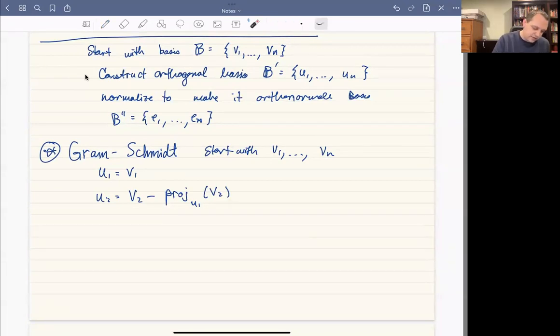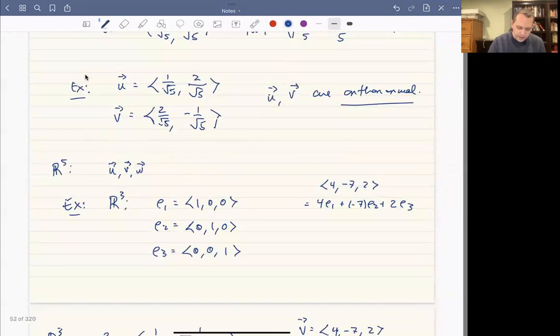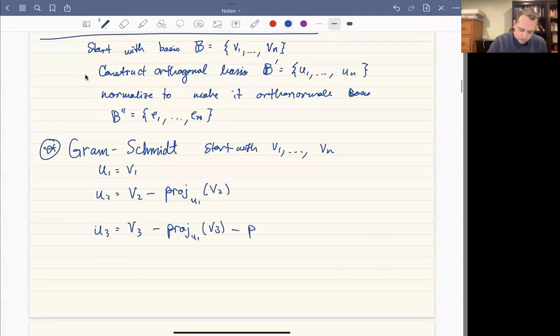I want to basically think of the u's as we go along here. And then we just do this over and over. And then u3 is going to be v3 minus the projection of v3 on u1, and then minus the projection of v3 on u2. And notice that u1 and v1 are the same, so there's no confusion there. But notice that I'm projecting v3 onto u2, not onto v2, but onto u2. Okay, and so that's important there.